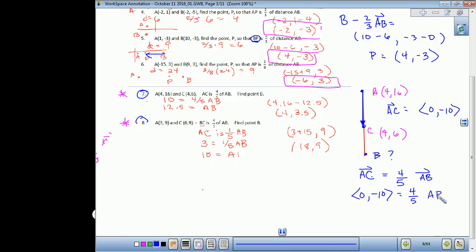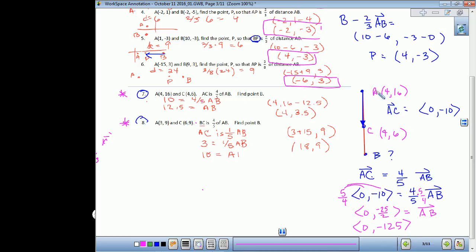And how do I solve for vector AB? Right now, vector AB is multiplied by 4/5. So if I do the reciprocal, I get 5/4. And so that gives me 0, and -50/4, which is -25/2, which is -12.5. Vector AB is 0, -12.5.